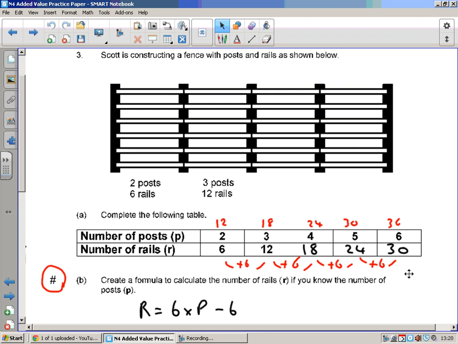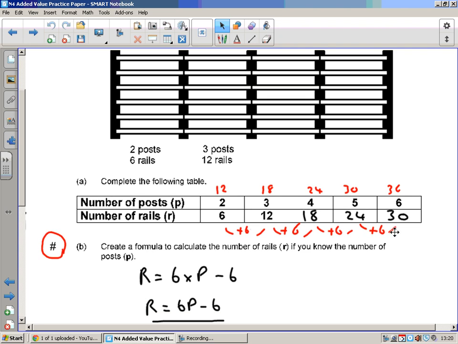So we can fill in the table. And we'll notice that it's going up by 6 each time.